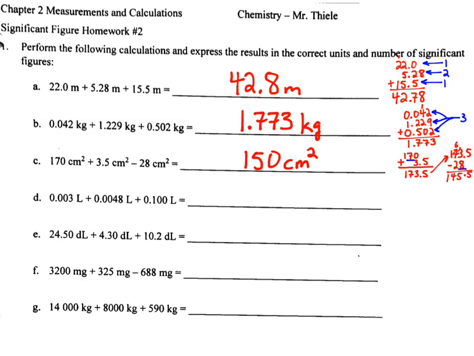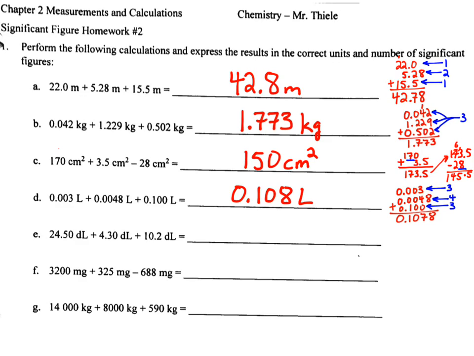Okay, next we have 0.003 liters plus 0.0048 liters plus 0.100 liters. Stack them and add them, and that gives us 0.1078. And now we identify the number of digits to the right of the decimal point in each of our values. That's 3, 4, and 3. And so the lowest number is 3, so we will round to 3 decimal places. So that is 0.108 liters.